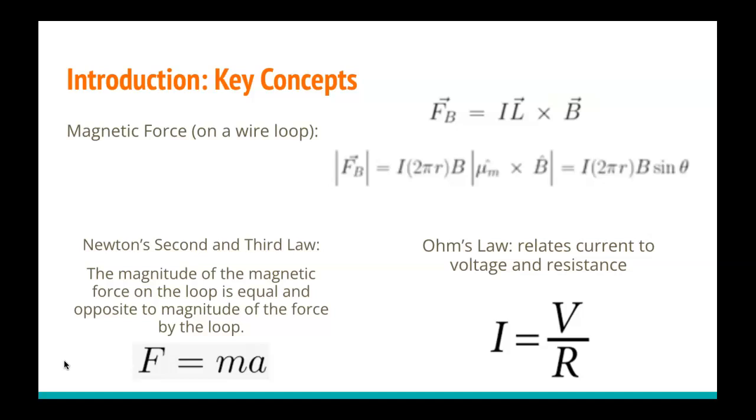Other key concepts are the magnetic force on a wire loop. In this top equation, the magnetic force on the wire loop is equivalent to the cross product of the current multiplied by the L vector with the magnetic field, where the L vector has a magnitude equal to the length of the wire. When we're considering the magnetic force on a loop, the second equation here is derived. We will also be looking at Newton's third and second laws, where the magnitude of the magnetic force on the loop is equal and opposite to the magnitude of the force by the loop. We will also look at Ohm's law, which relates current to voltage and resistance.